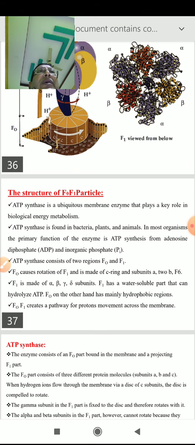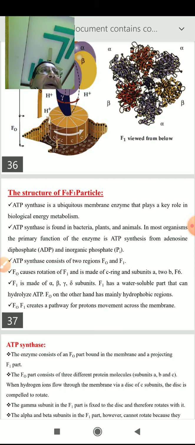Now, ATP synthase is a ubiquitous membrane enzyme that plays a key role in the biological energy metabolism. ATP synthase is found in the bacteria, plants, and animals. In most organisms, the primary function of the enzyme is ATP synthesis from adenosine diphosphate and inorganic phosphates. ATP synthase consists of the two regions F0 and F1. F0 causes rotation of the F1 and is made of the C ring and subunits A to B and F6. And F1 is made of the alpha, beta, gamma and delta subunit. Alpha, beta, gamma remain in the headpiece and delta in the stalk.